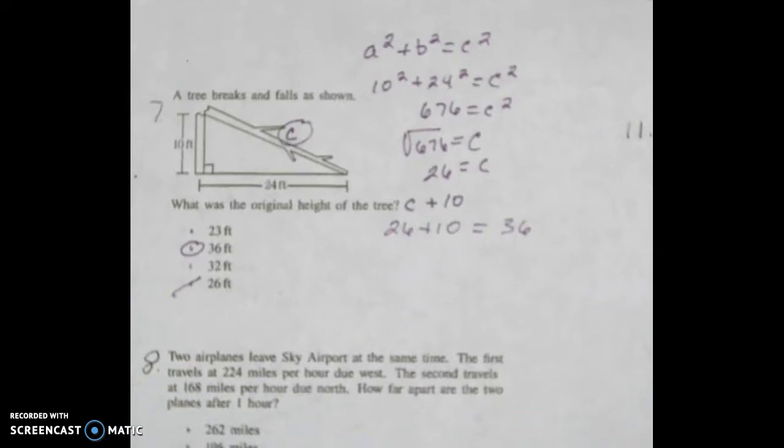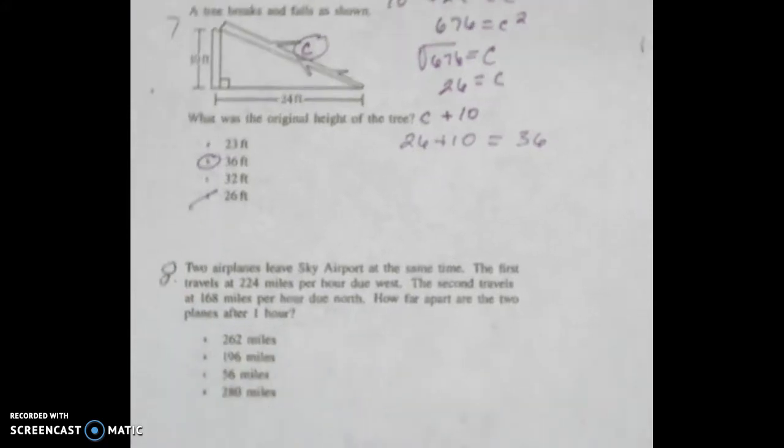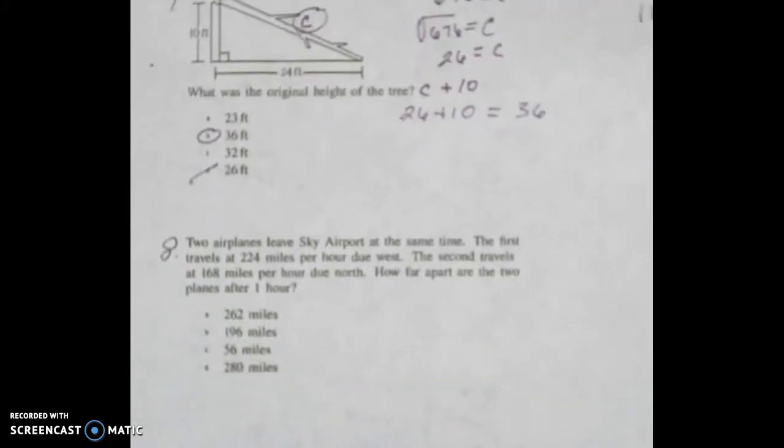If I look at question number 8, two airplanes leave Sky Airport at the same time. The first travels 224 miles per hour due west. The second travels 168 miles per hour due north. How far apart are the two planes after 1 hour?